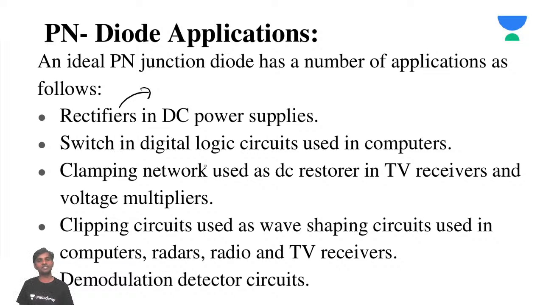And in digital logic circuits, the PN junction diode acts as a switch. It acts as a switch, and it can be used in a clamping network, called a DC restorer. That we will discuss. This actually comes under analog electronic circuits. I have already discussed it in the Unacademy app.